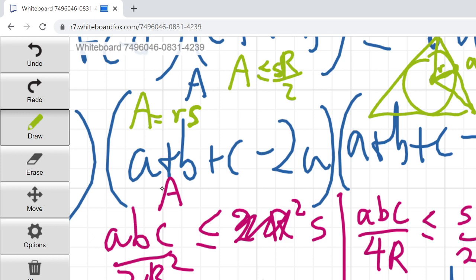So you see it, little r times little s is equal to the area, right? But notice that we have little r is smaller than or equal to big R on 2, and we just did that. This is equal to s times big R on 2. We did it.